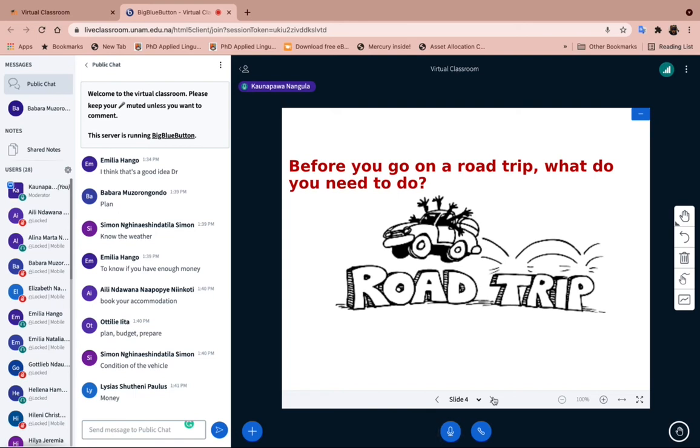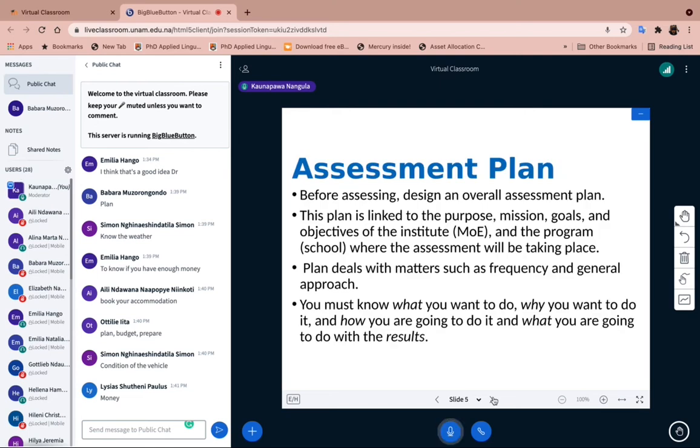You need to have a plan, and this applies to assessment. When it comes to assessment, you should also have an assessment plan. All right, don't just do things simply out of the blue. And then this plan is linked to the purpose. So the assessment plan, now we are talking about the assessment plan, is linked to the purpose, the mission, the goals, and objectives of the institute.